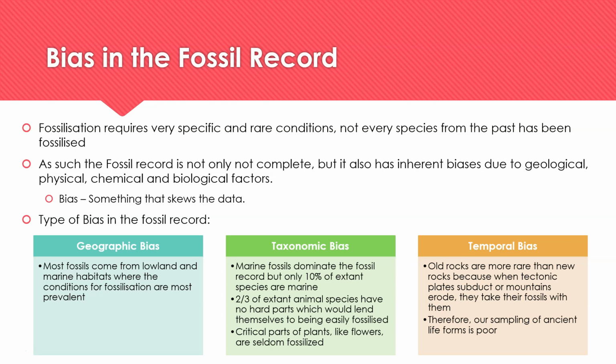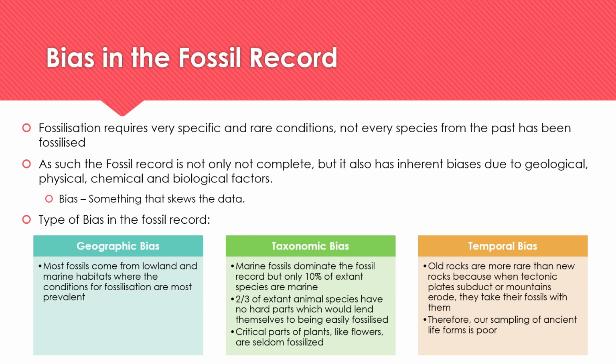The next is taxonomic bias, and this particularly ties into geographic when we're talking about marine fossils. Most fossils are marine fossils. That's so many. But if we look at all the species that we should find in the fossil record, only like 10% of them are marine. So we have heaps and heaps of fossils of things that really only make up 10% of all species.